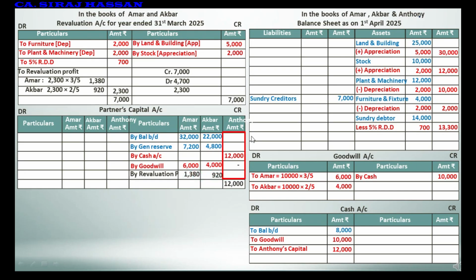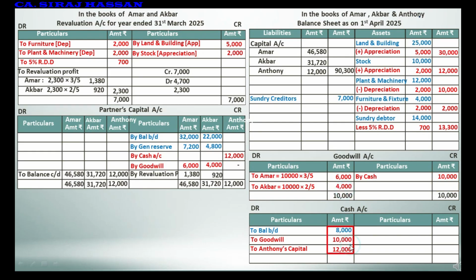Now we do the balancing of the partners' capital account. Anthony 12,000, Akbar's coming to 31,720, Amar coming to 46,580. Then we take this total on the debit side of the partners' capital account to balance. So the balancing figures 46,000, 31,000, 12,000 will go to the balance sheet, capital account, liability side. Amar, Akbar, Anthony. We do the totaling of this. Then we close the goodwill account. There is no balance, simply balancing is there.